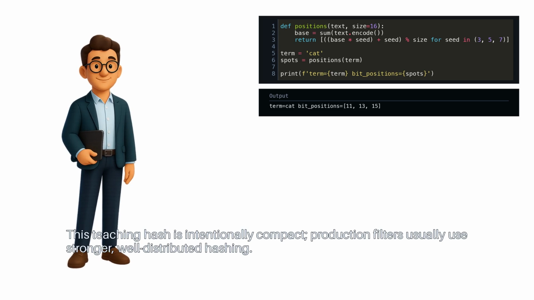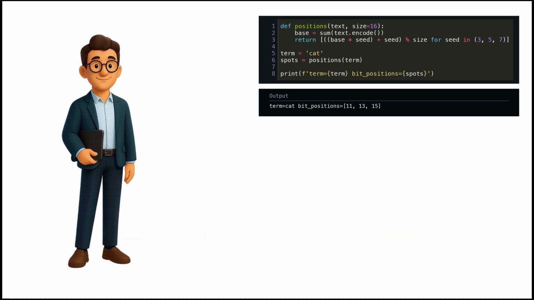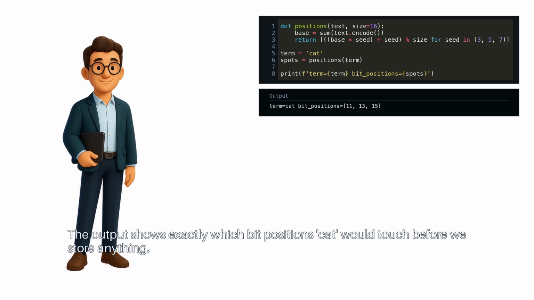This teaching hash is intentionally compact. Production filters usually use stronger, well-distributed hashing. The output shows exactly which bit positions cat would touch before we store anything.